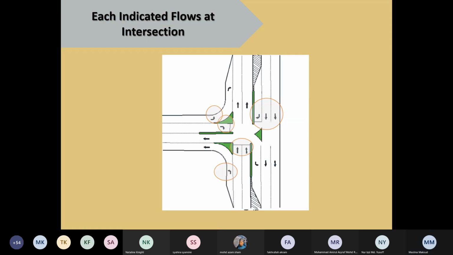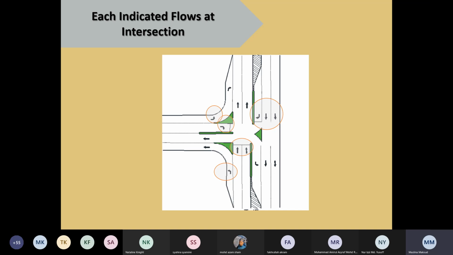So this is the example of what I said before about the indicated direction flow at the intersection. We will start our count survey, or traffic count, for the vehicles for each indicated flow. As you can see in this figure, this is one of the examples. If I'm not mistaken, this is the signalized junction of our Bandar Pantai just now.